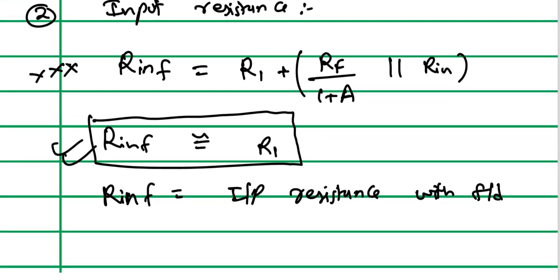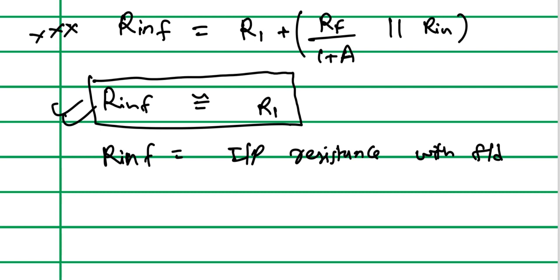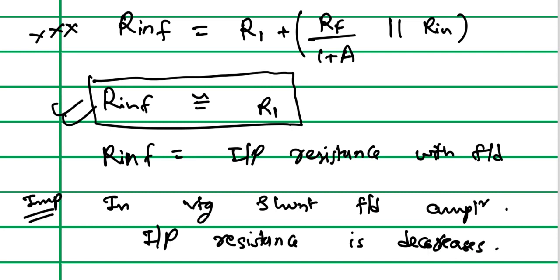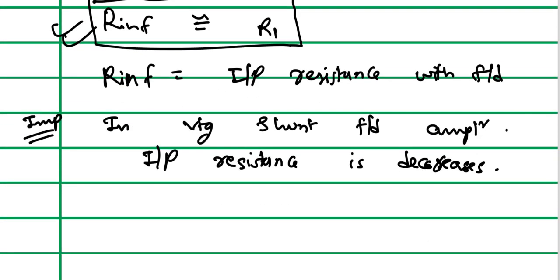Okay, so what is your observation here? This R1 is generally in kilo ohm and the open loop input resistance is 2 mega ohm. So this observation is important here. In voltage shunt feedback amplifier, the input resistance decreases. Whenever we use this feedback amplifier, your input resistance decreases.